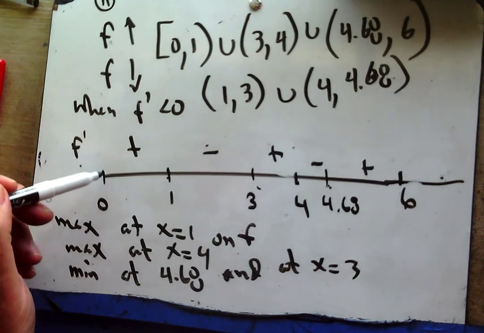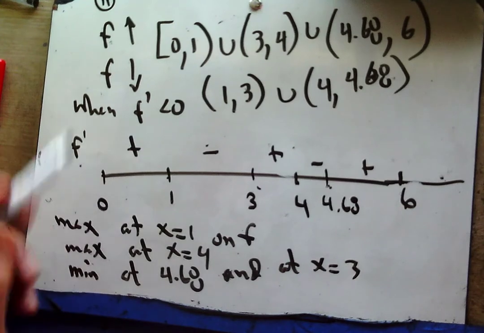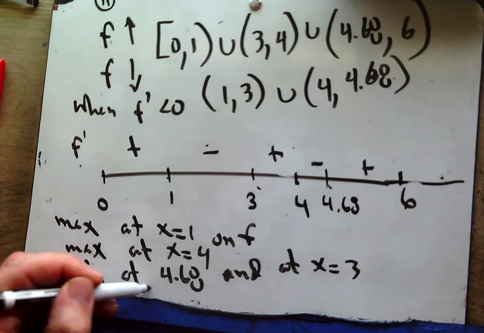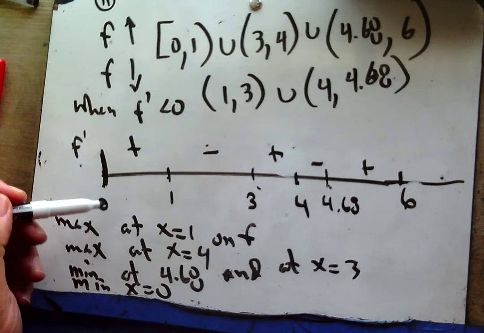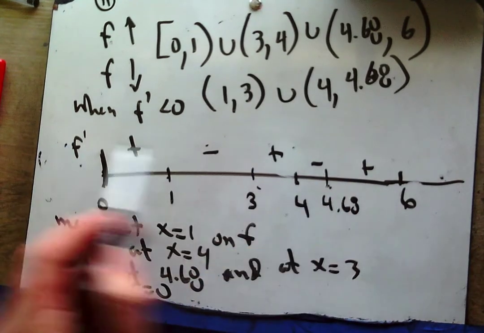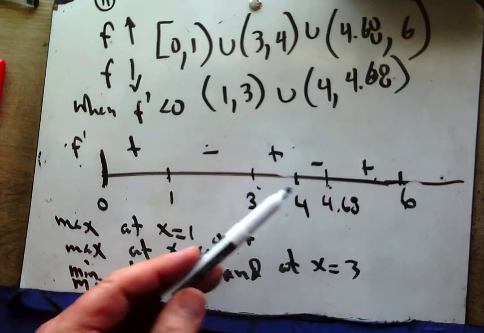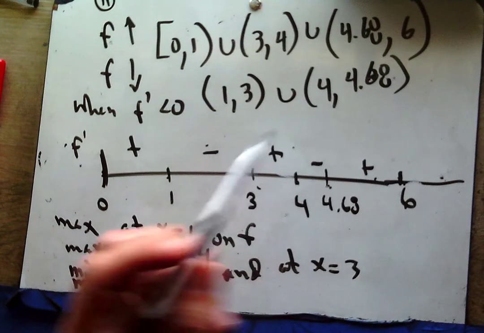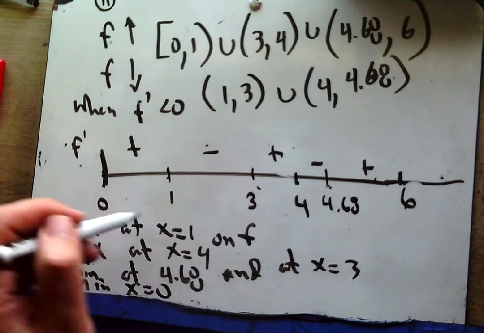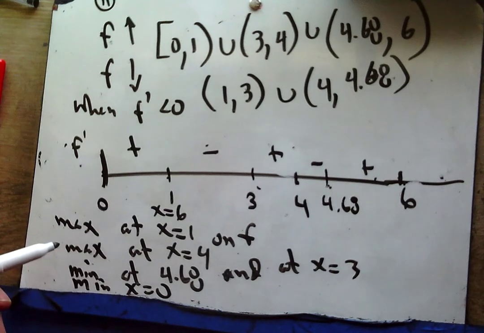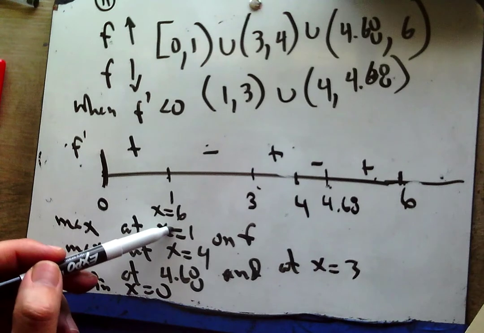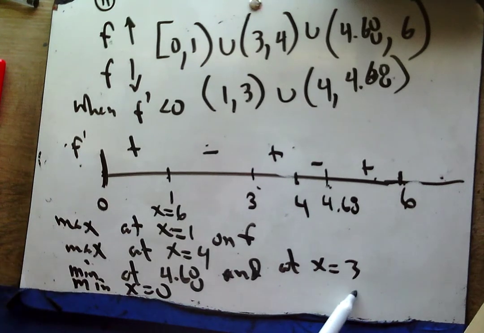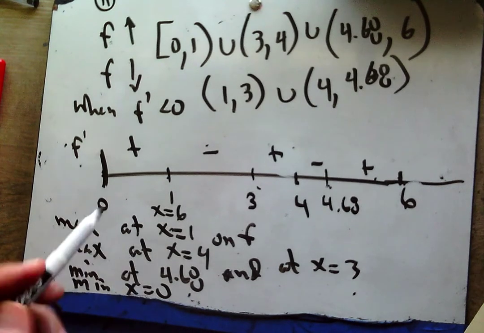Endpoints? Well, let's see. From this point, f increases. So I think there's also a min at x equals 0. It's an endpoint minimum, but yeah, it still exists. And then f prime is positive until 6. So I know that f is increasing, increasing, increasing until we get to 6. So I think that x equals 6 is also a max. Okay, so I've identified where my maxes and mins are. We've got 1. We've got a min at 3. We have a min at 4.68. x equals 0. Yes, and good.